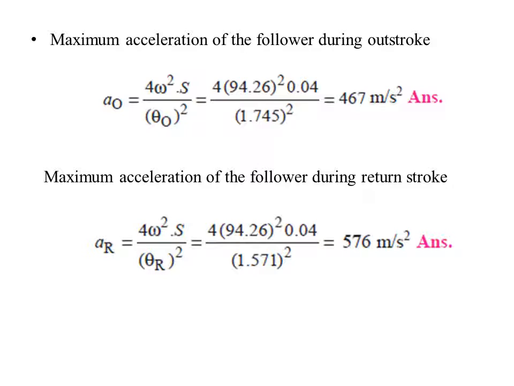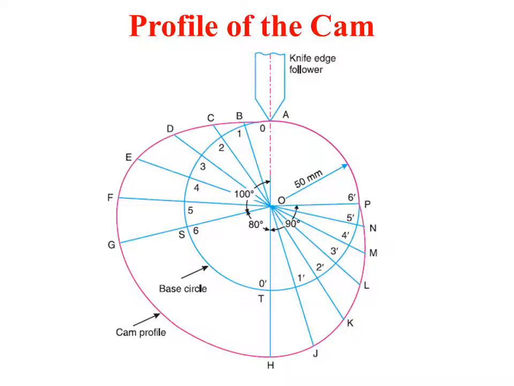So substitute these values and we get the answer 467 meter per second square, and for the return stroke maximum acceleration we have 576 meter per second square. So these values again need to be represented pictorially in the acceleration diagram. Once that has been done, next we need to draw the profile of the cam.